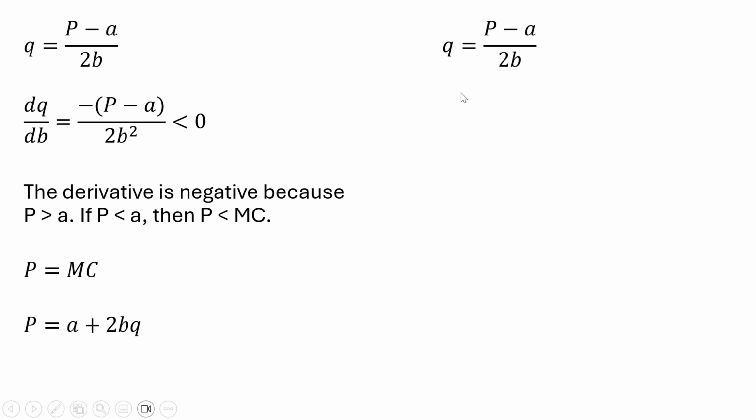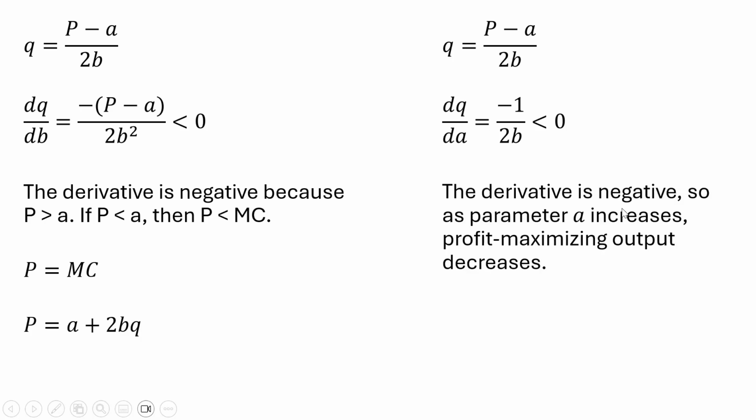One other thing we can do here before wrapping up is just rewriting that profit maximizing output. And this time, let's see the effect on the profit maximizing output from an increase in parameter A. Once again, we can do a derivative here, this time the derivative of Q with respect to A, and we just get minus 1 divided by 2B. Here again, we get a negative result. So the derivative is negative, so as parameter A in the total cost equation increases, the profit maximizing output decreases.